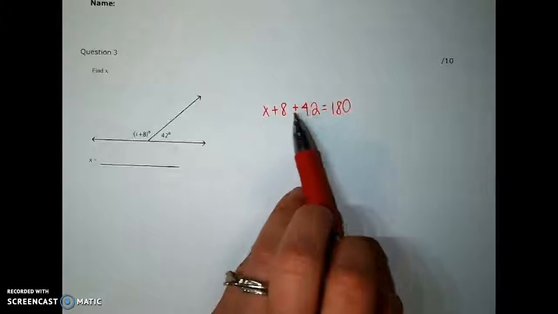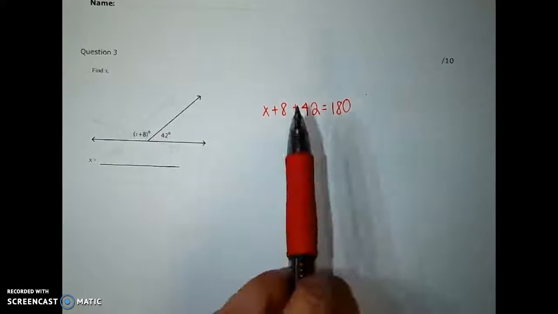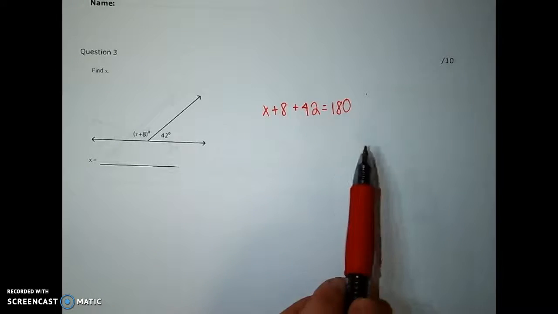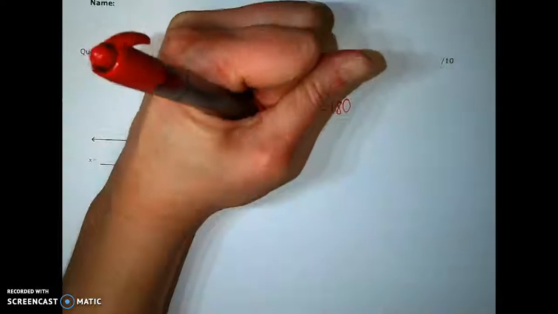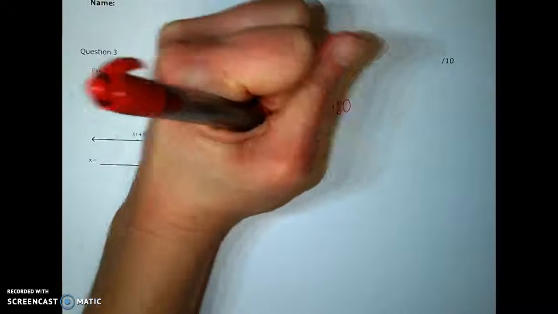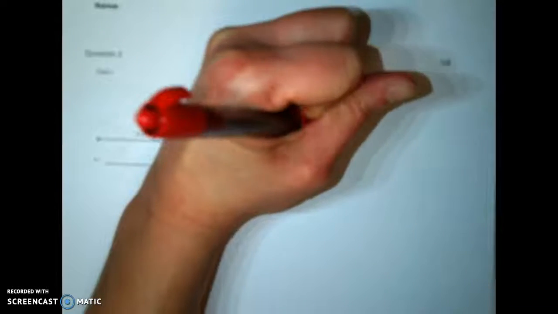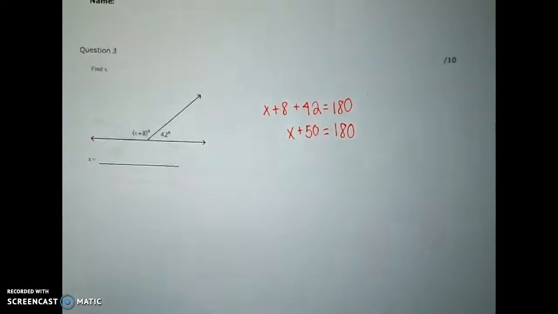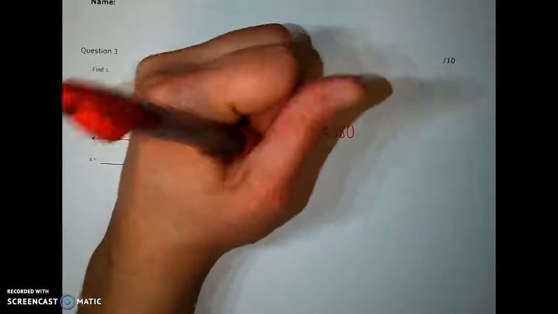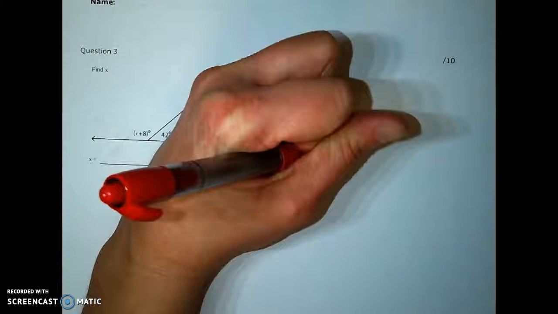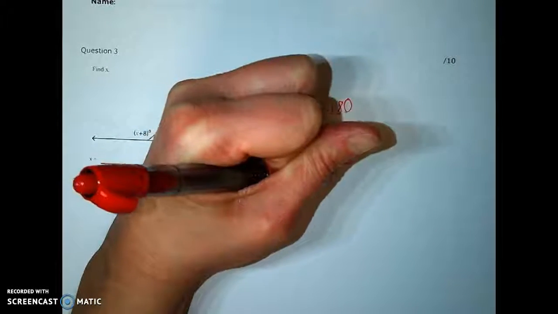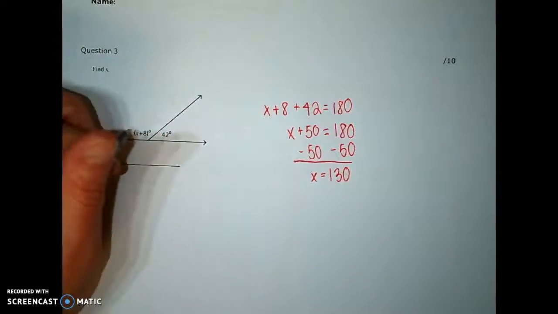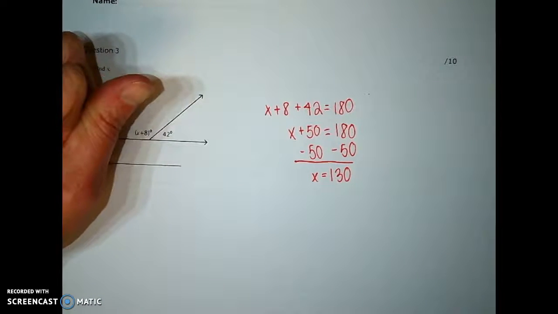Now before I can solve, I have to combine like terms. Anytime there's anything to simplify on one side of an equation or the other, we want to do that first. So I see some like terms, 8 and 42. When I add those together, it gives me 50. So then I have the equation x plus 50 equals 180. And from here, it's a simple one-step equation. To get rid of addition, I subtract. And I get the answer x equals 130. So that tells me that x is going to be 130.